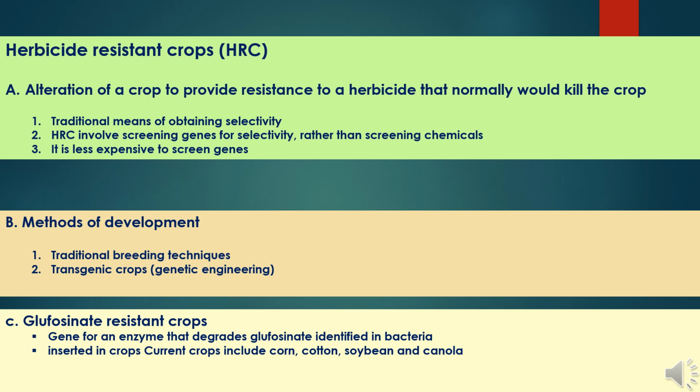First one is traditional breeding techniques, and second is transgenic crops, meaning genetic engineering. We will discuss the methods of development in broad in the next slide. And third one is glufosinate resistant crops, where the genes for an enzyme that degrades glufosinate, identified in bacteria, are inserted in crops, where the crops include corn, cotton, soybean and canola.